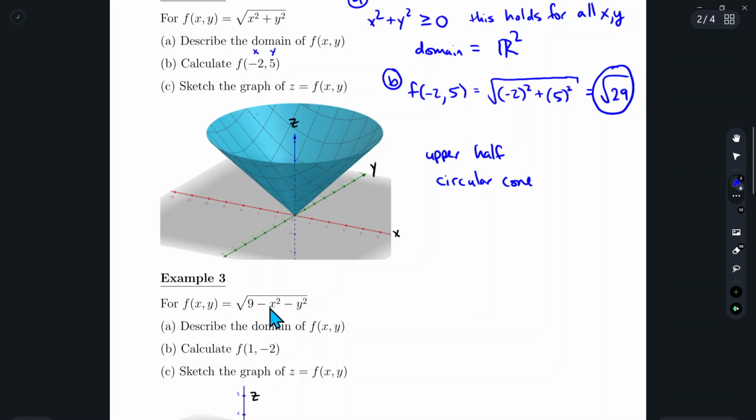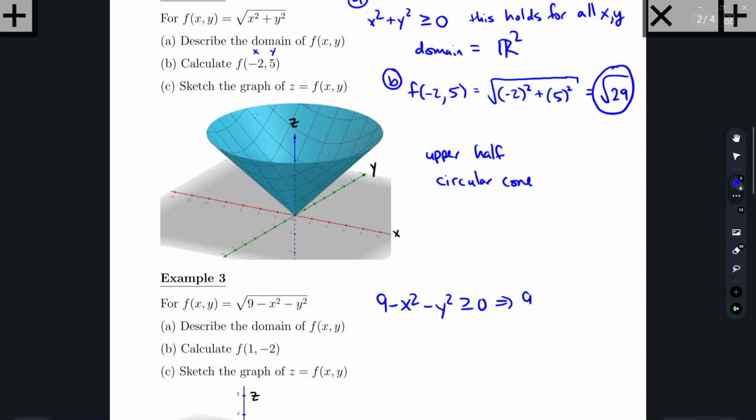The function is square root of 9 minus x squared minus y squared. Again, we have something inside a square root. If we want to determine the domain, the part inside the square root, 9 minus x squared minus y squared, has to be greater than or equal to 0. Then we want to understand this inequality in terms of x and y. So let's add the x squared and the y squared over to the right hand side. So you get 9 is greater than or equal to x squared plus y squared.